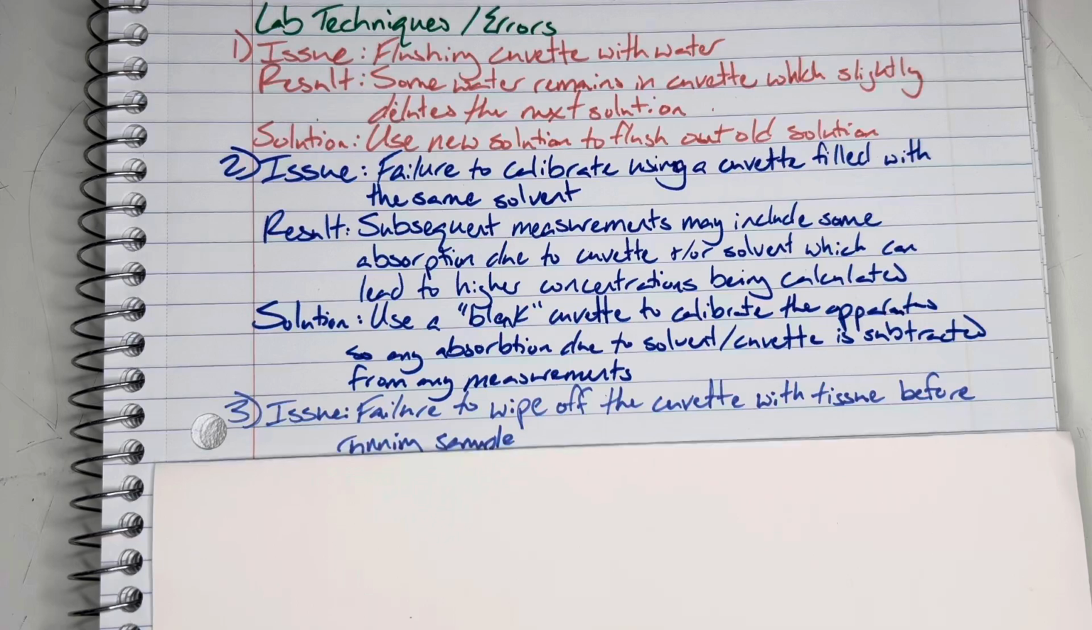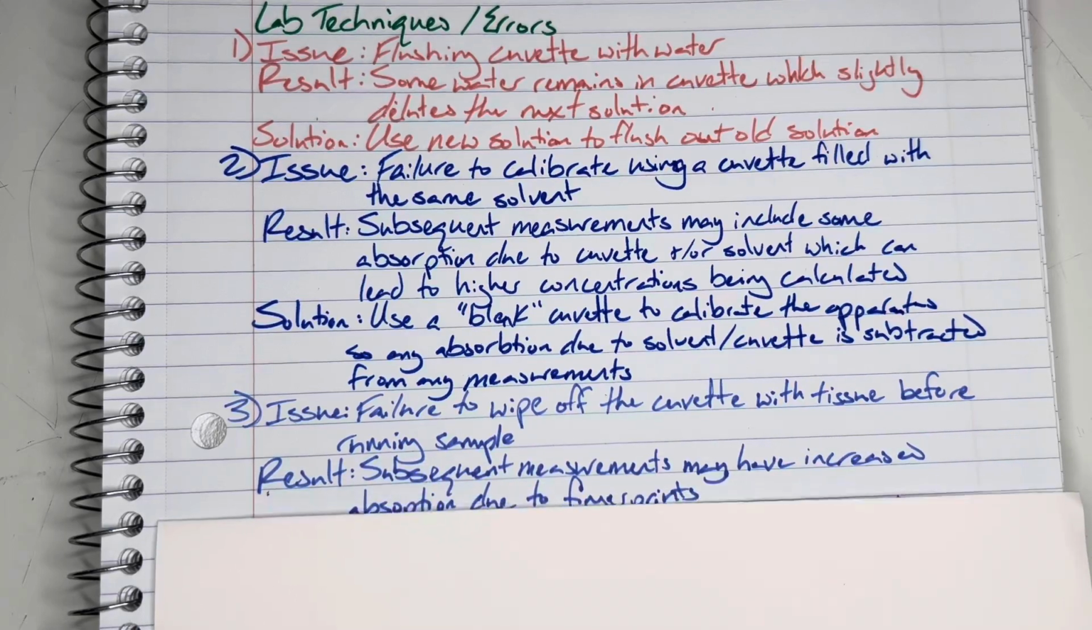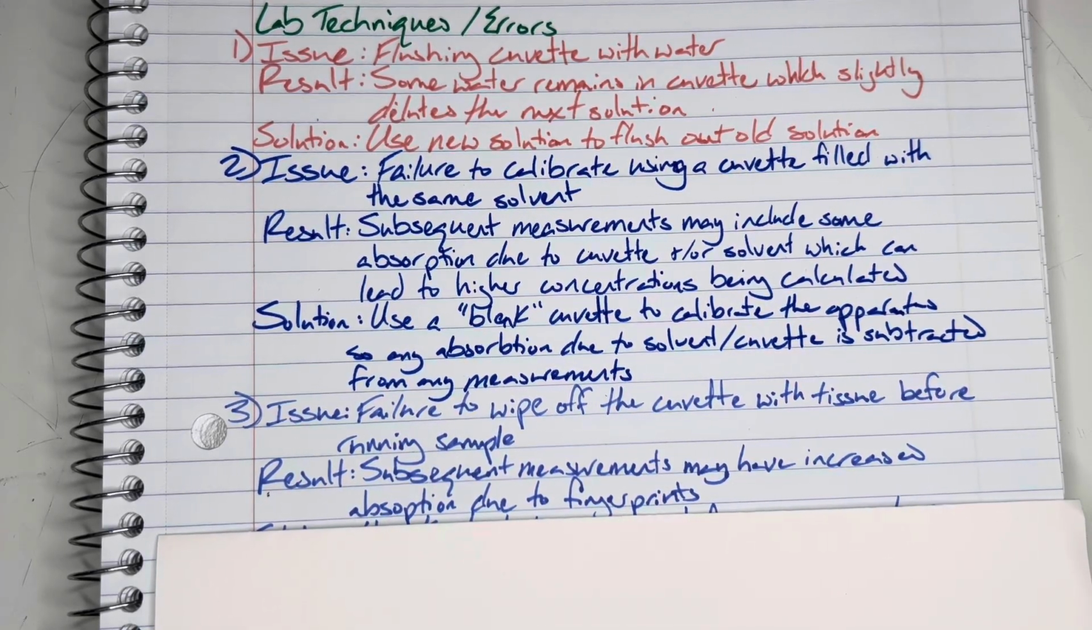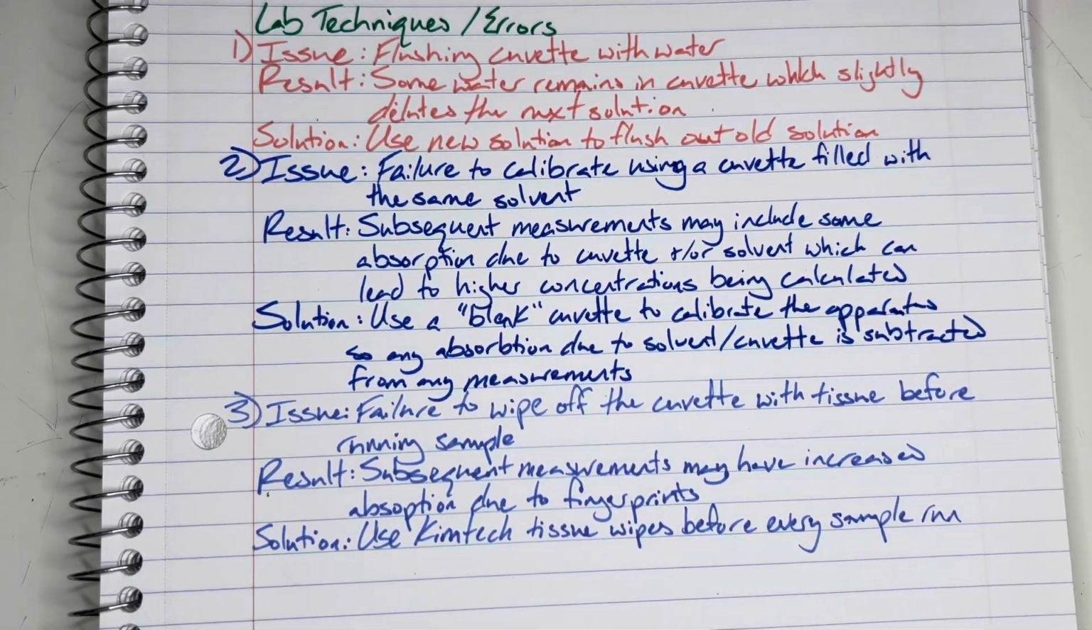The last common error is failure to wipe off the cuvette with a tissue before running the sample. The reason that this is a problem is as you're touching the cuvette, you could leave fingerprints and leave small amounts of oil on the cuvette. That could potentially increase the absorption of the spectrophotometer and throw off your measurements just because of the extra fingerprints or oil that you have on the cuvette. So what you should do instead is to make sure that you use a Kim wipe to go ahead and wipe your cuvette before every run of the machine.